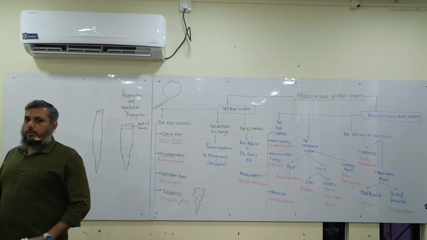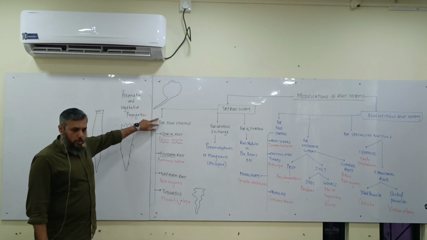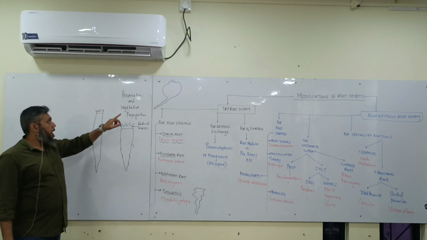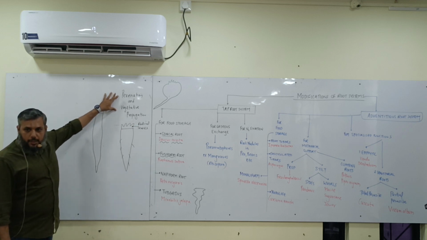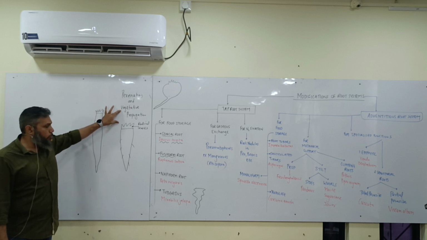Okay. So the first type of taproot system is for food storage. And what is the job? It helps in food storage. So it can do what? Perenation and vegetative propagation to overcome unfavorable conditions. And with the return of the favorable condition, it will form a new plant.